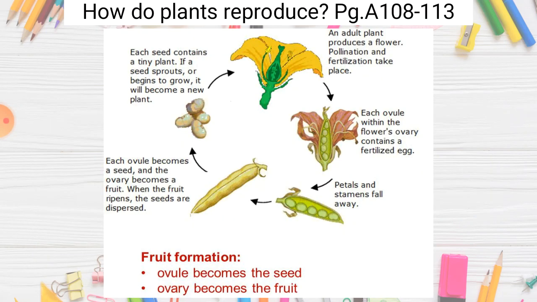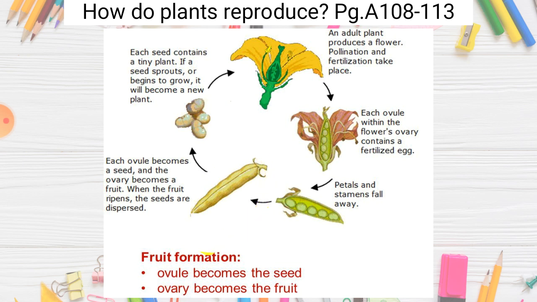Now, let's resume. An adult plant produces a flower. Pollination and fertilization take place inside the flower, sometimes with the help of animals like bees and butterflies. Each ovule within the flower's ovary contains a fertilized egg. Petals and stamen fall away after the flower is pollinated. Each ovule becomes a seed, and the ovary becomes a fruit.